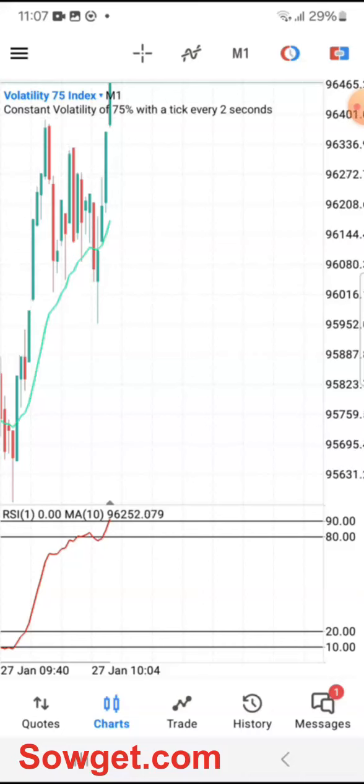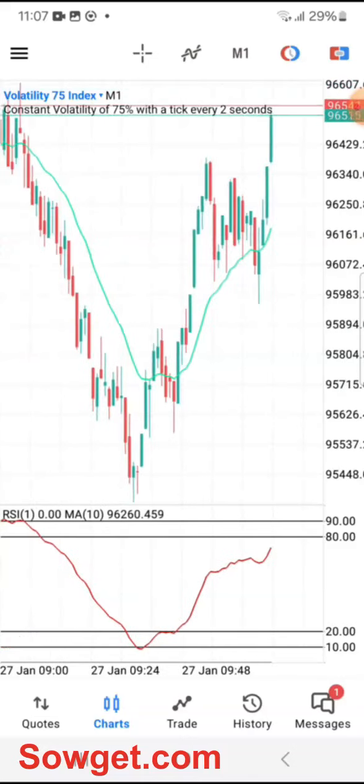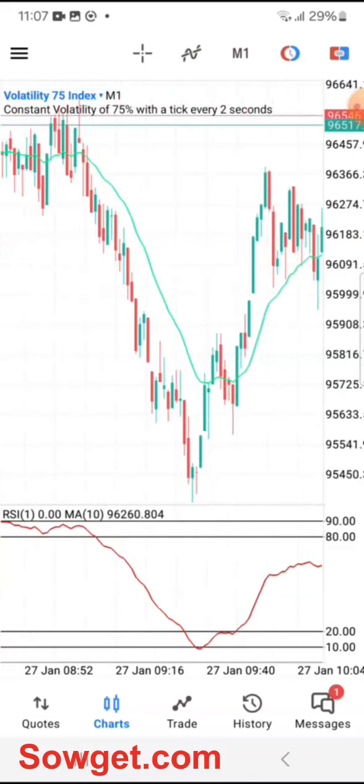Okay guys, so let me show you this very good forex strategy that is perfect for beginners that you can use to turn your little account balance of $10 to over $2,000. Okay, so this is the strategy as you can see on my chart here. The broker we are using is a broker called Deriv.